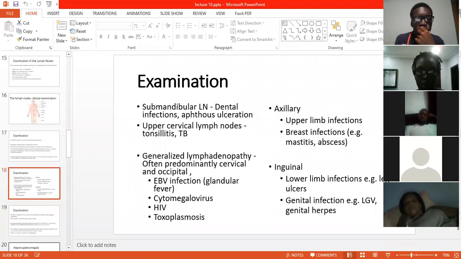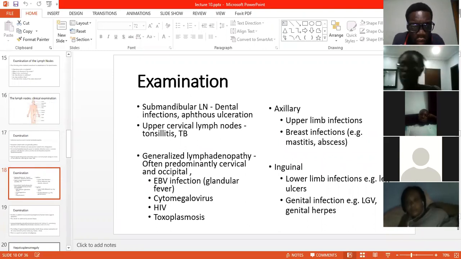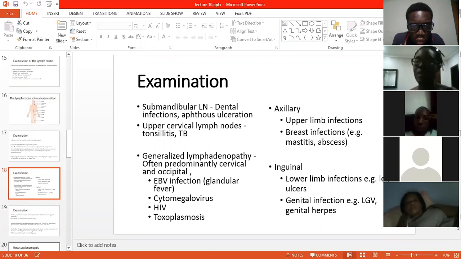So these are various lymph nodes and enlargement and where you will find the problem. So for example, if you have lymph nodes in the axilla or in the armpit, it can either indicate an infection of the upper limb or a breast infection. So breast abscess, mastitis, and so on. If you come to the lower limb, the inguinal region, if there's an infection, if you have a genital ulcer, if you have genital herpes, the lymph nodes will be inflamed and so on.